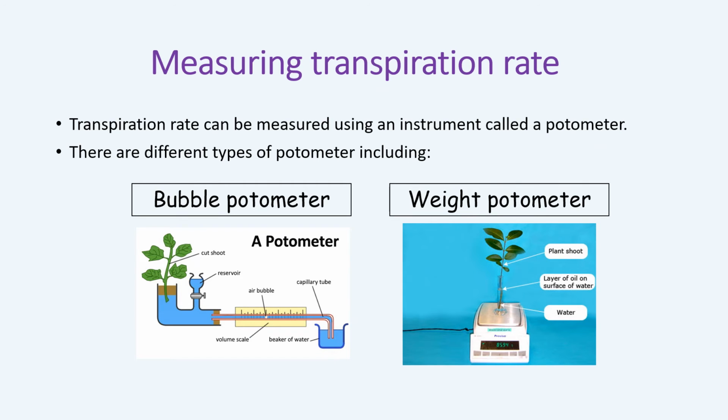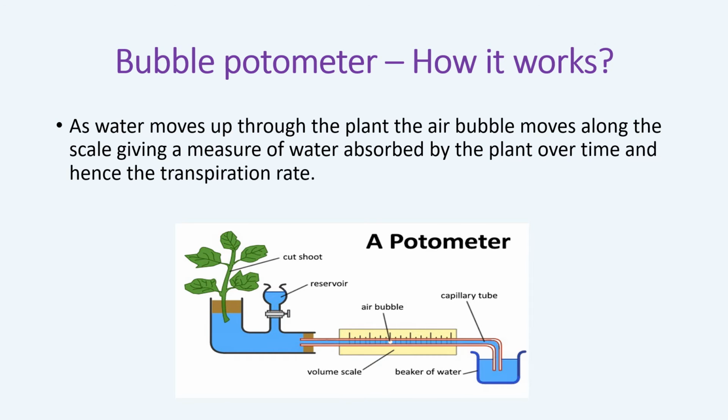So how do we measure transpiration? Transpiration rate can be measured using an instrument called the potometer. There are two different types of potometer that you need to know, which are the bubble potometer and the weight potometer. So let's look at them in more detail. Let's look at the bubble potometer first.